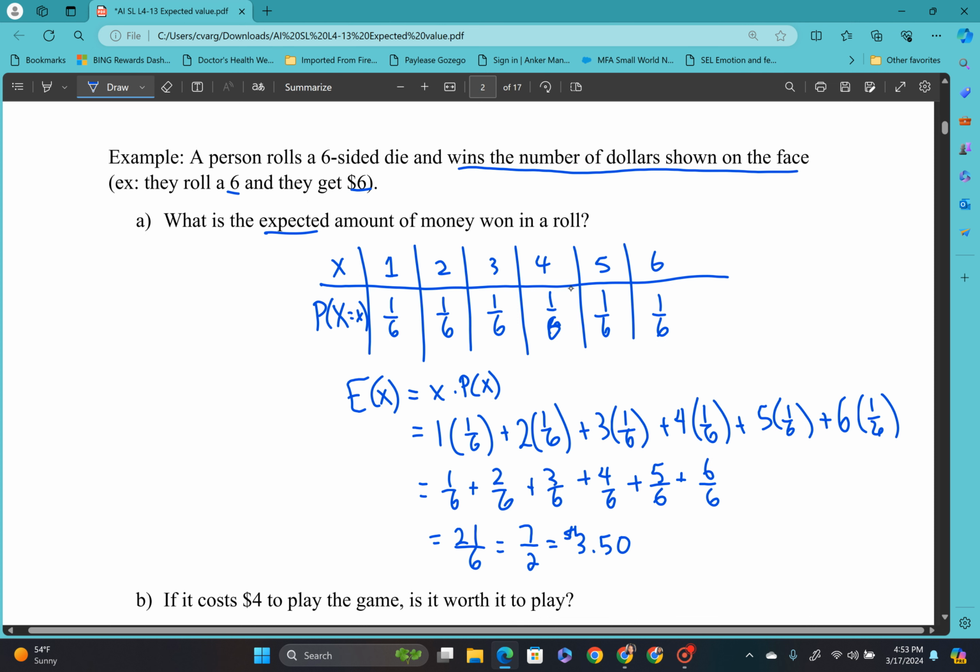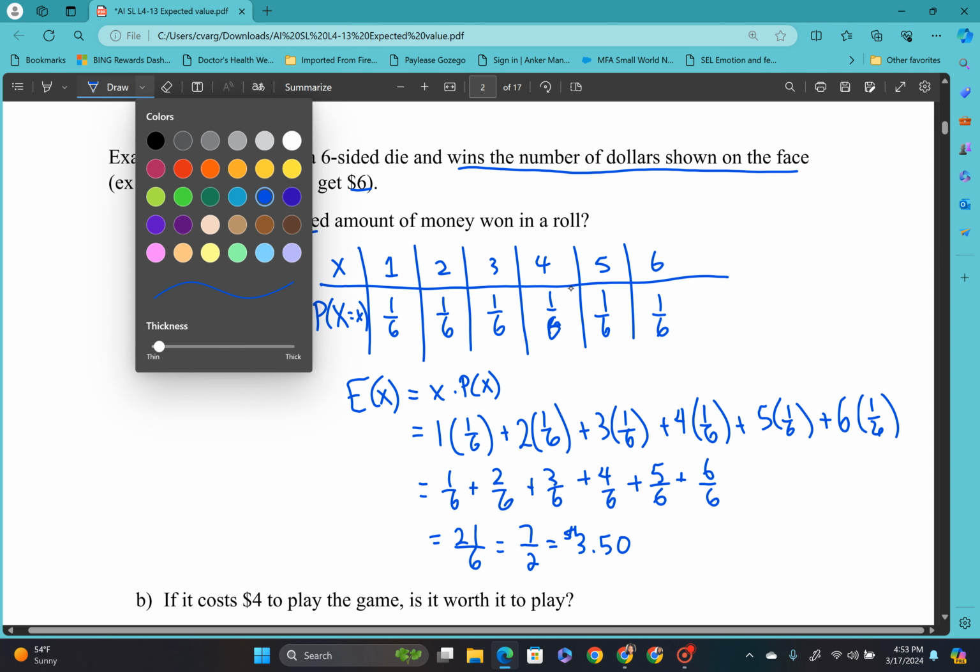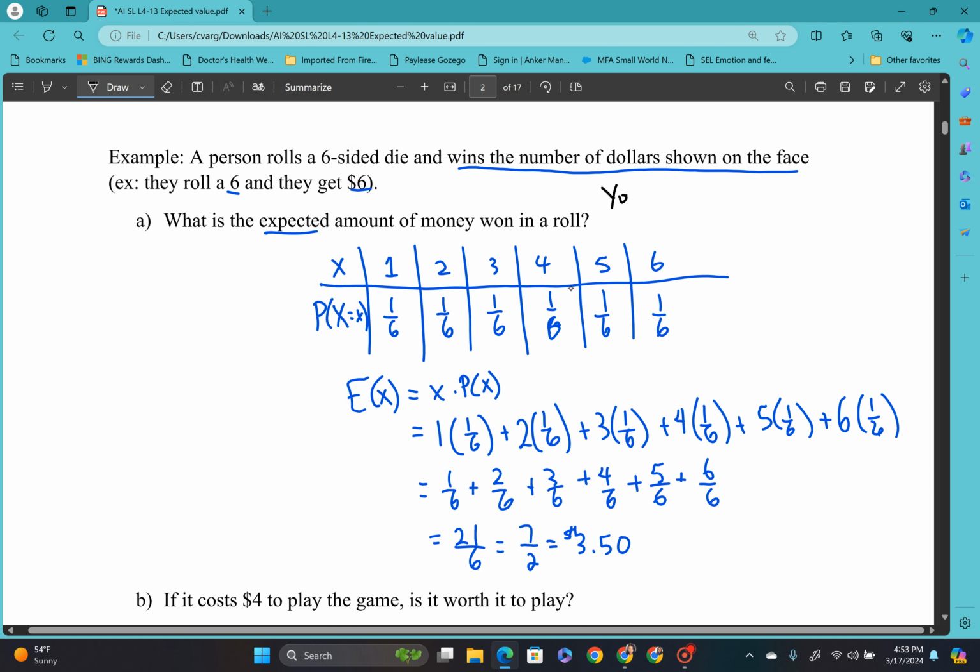So what is the expected amount of money won in a roll? And we can say you can expect to win $3.50 per game. All right, in a roll. Per roll, I should say.